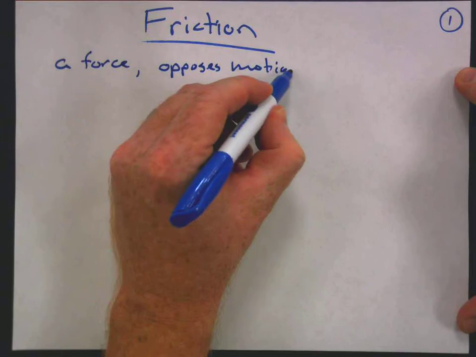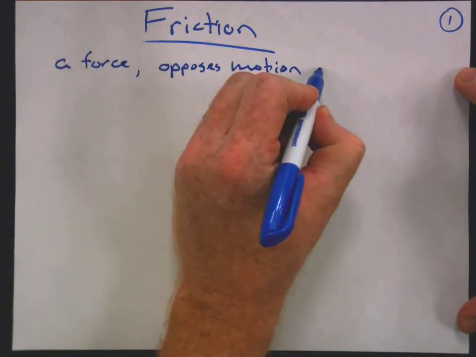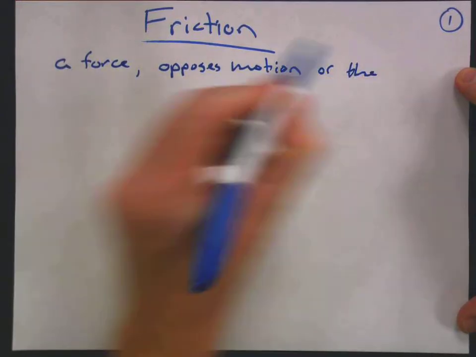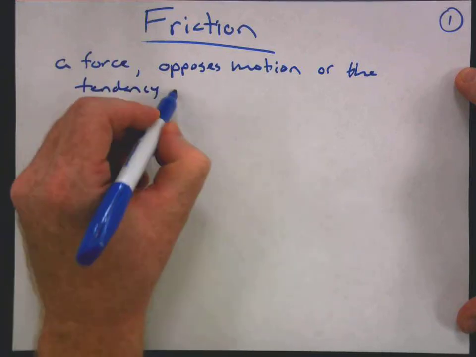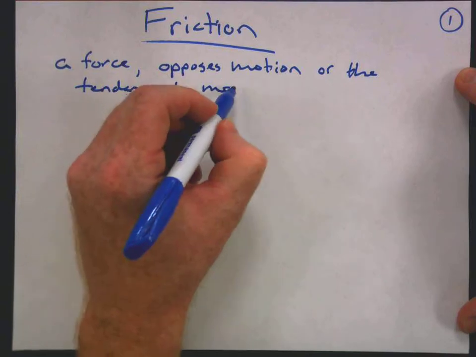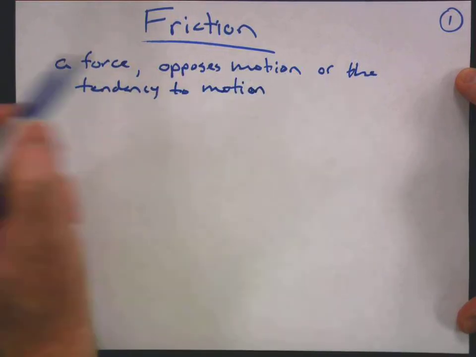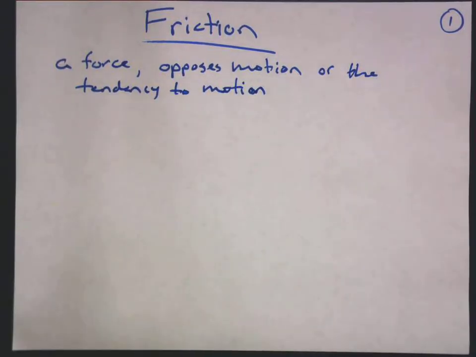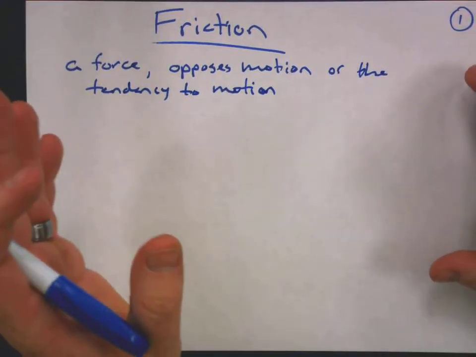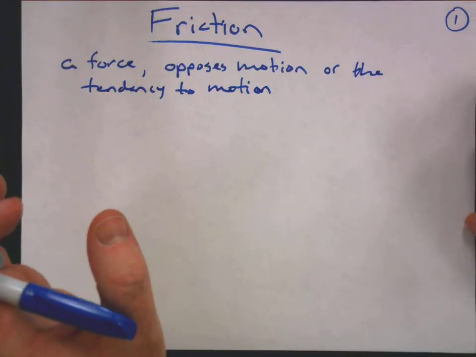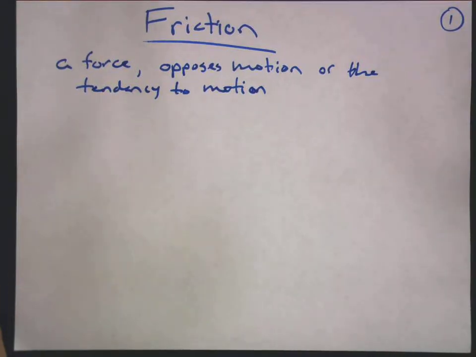or I'm going to say the tendency to move. And this is kind of a subtle thing. The tendency to move. So when two surfaces are in contact and one surface is sliding past the other, there will be friction. And when two surfaces are in contact and they're not moving, but they have this tendency or attempt to move, then there will also be friction. In that case, friction would be preventing that motion.